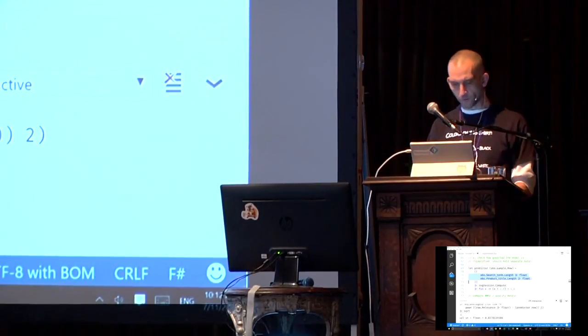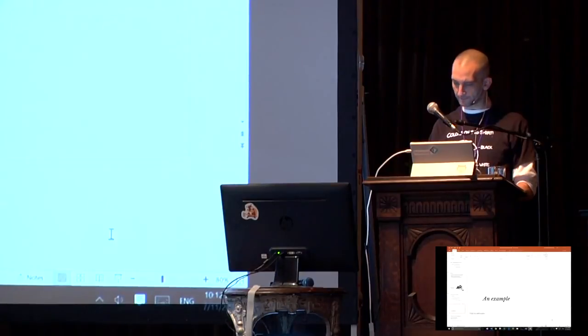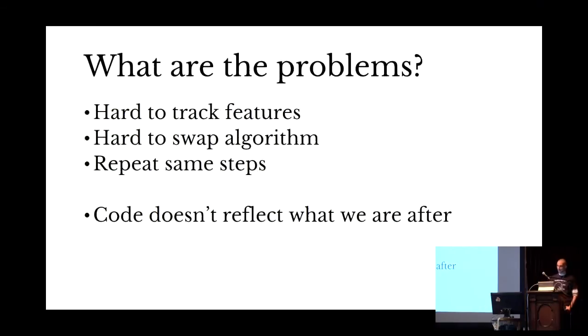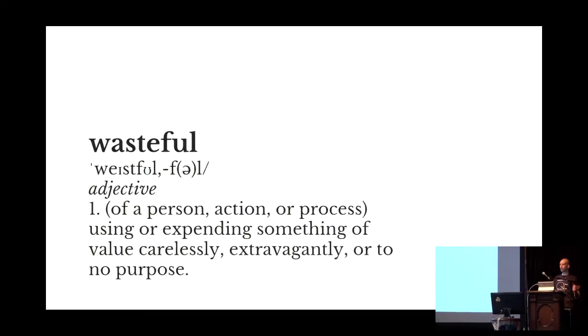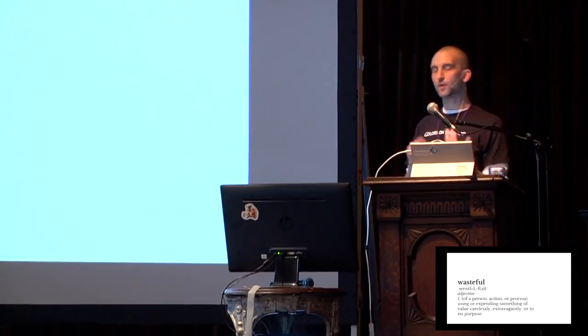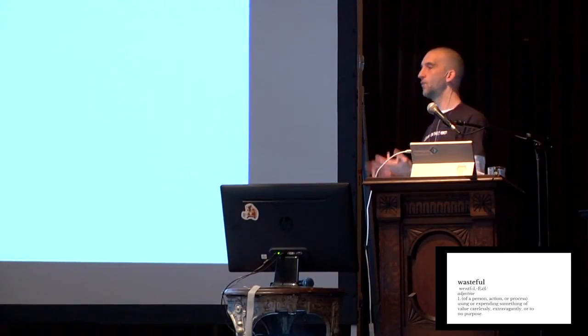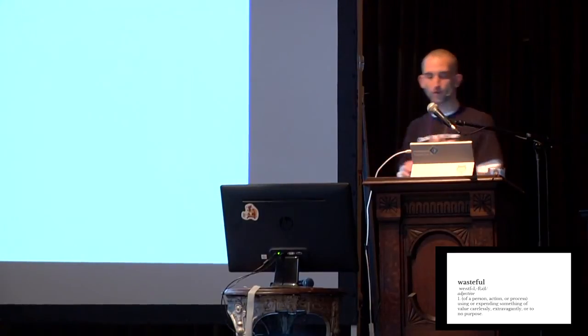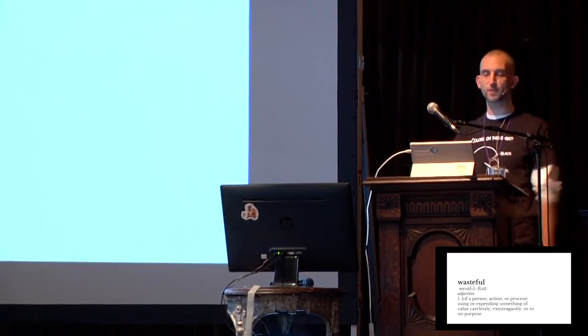So now I'm going to go back to what we did to address this. The problems are how to track features, how to swap algorithms, and the code doesn't reflect what we're trying to do. This is really wasteful, because on one hand we're writing scripts fast, on the other hand we're going to spend a lot of time on loading data, on fixing features and all of this, and this is not focused on the place where we're trying to add value, which is creating experiments.